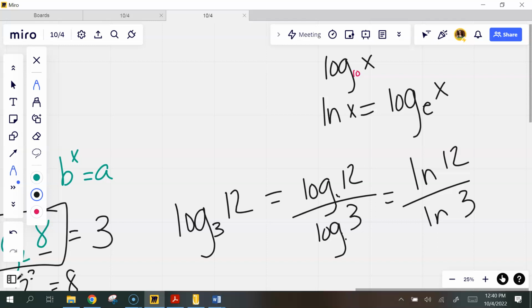A question would be like, what is log 12? Well, your calculator does have a natural log button. You see the LN button on there?